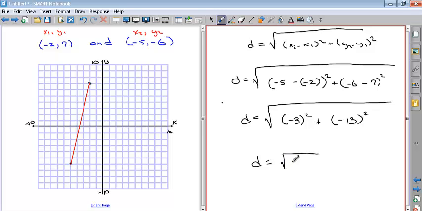Square root of 178. You just leave it as that. Just leave it as a square root. You don't have to simplify it. But I am going to do it just to show you it's close to 13. If you do it, you get 13.34, so it's slightly more than 13. Okay, so that's using the distance formula.